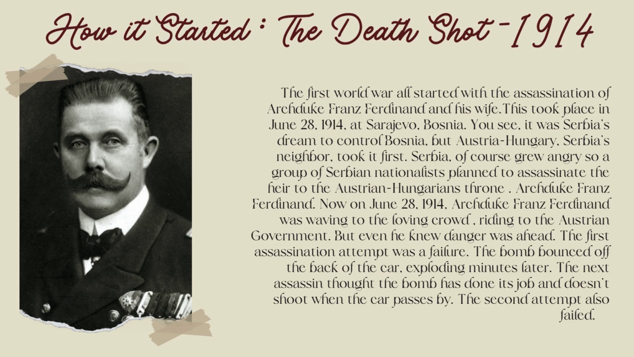Archduke Franz Ferdinand. Now, on June 28, 1914, Archduke Franz Ferdinand was waving to the loving crowd, riding to the Austrian government, but even he knew that danger was ahead. The first assassination attempt was a failure. The bomb bounced off the back of the car, exploding minutes later. The next assassin thought the bomb had done its job and didn't shoot when the car passed by. The second attempt also failed.